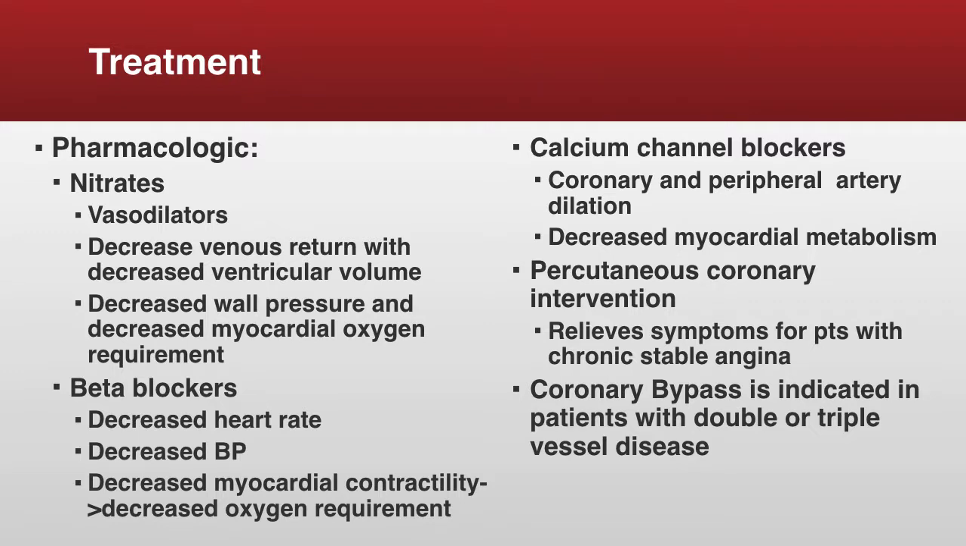Calcium channel blockers act on both the coronary and the peripheral arteries to dilate both of them. And this causes decreased myocardial metabolism. So if you think about it, if we dilate the peripheral arteries, the heart doesn't have to beat so hard in order to get the oxygenated blood out to the peripheral parts of the body.